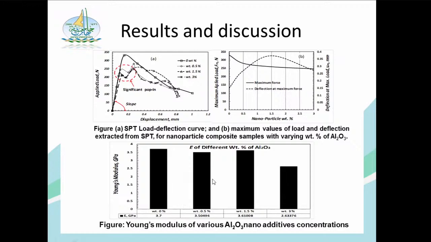Also here we did some calculation or measurement for the Young's modulus at various aluminum oxide nano additive concentrations. And as we can see, as the additive increases, the Young's modulus starts to decrease. So this is for the experimental part.